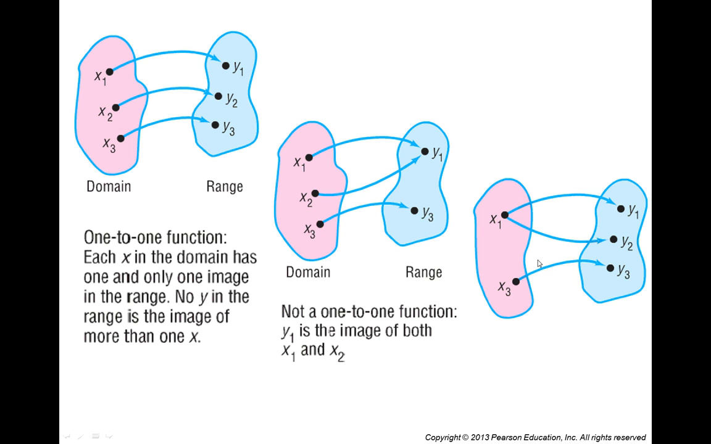So the second one is not a function. And then this one definitely is a function, but not one-to-one. This guy is neither because the x1 inputs to y1 and y2. So this is not a function, nor is it one-to-one.